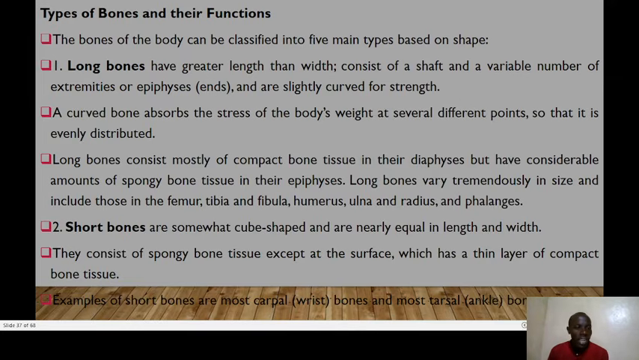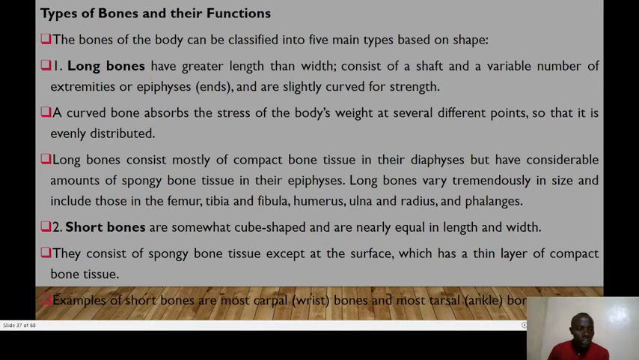strength. So a curved bone absorbs the stress of the body's weight at several different points so that it is evenly distributed. Long bones consist of compact bone in their diaphysis but have considerable amounts of spongy bone at their epiphysis. Long bones vary tremendously in size and include the femur, the thigh, the tibia, the shin bone, and the fibula. We also have the humerus, the ulna, the radius, and phalanges as examples of long bones.